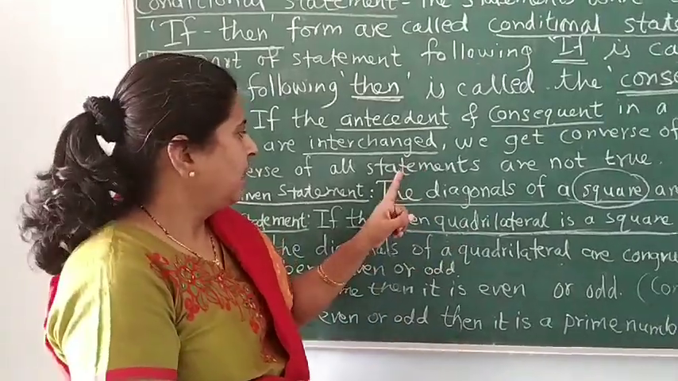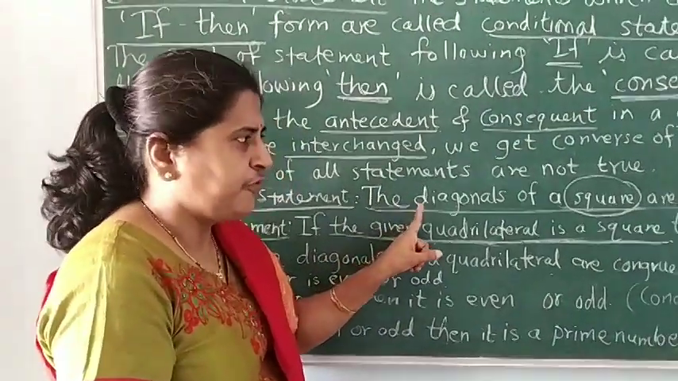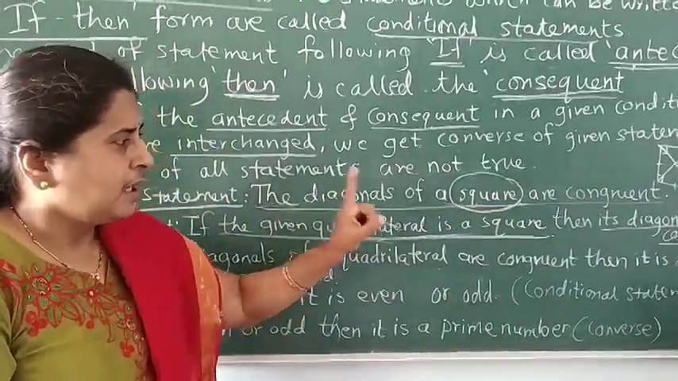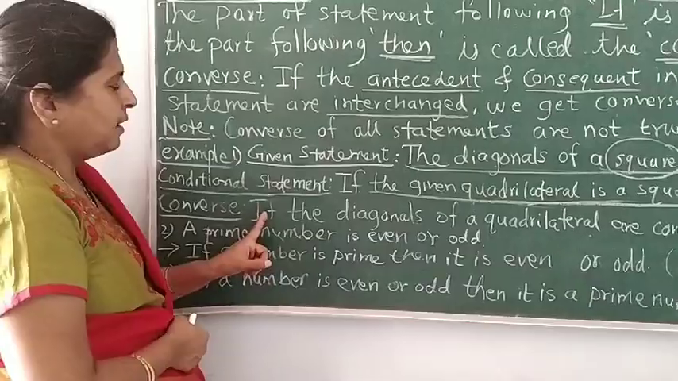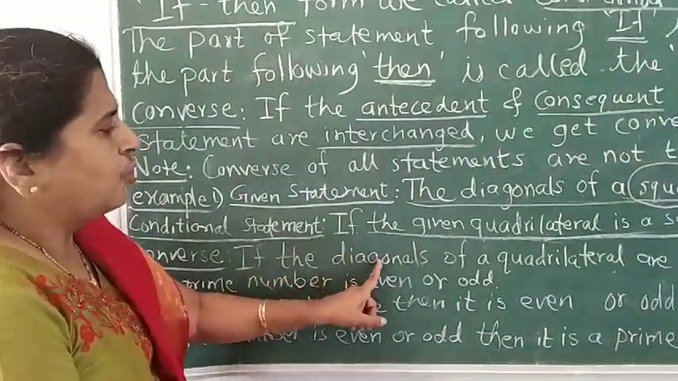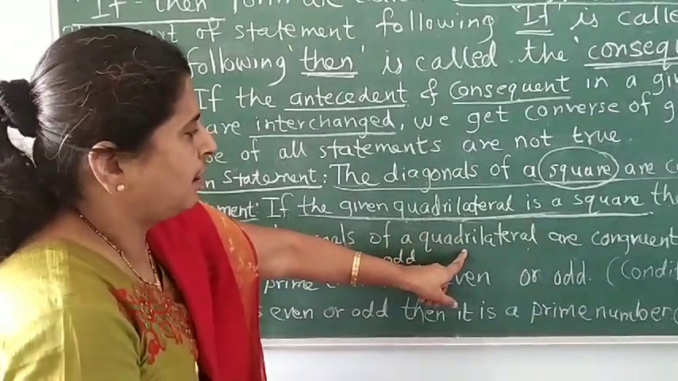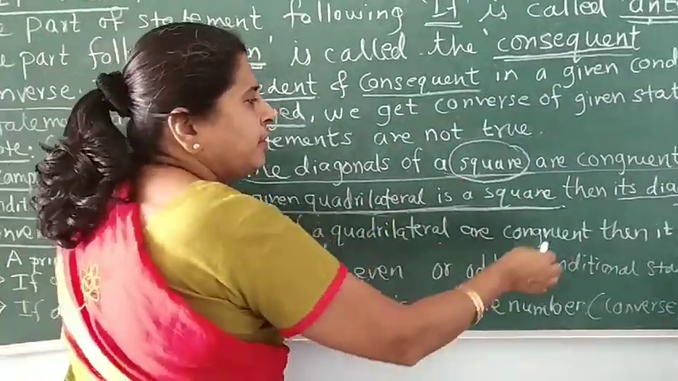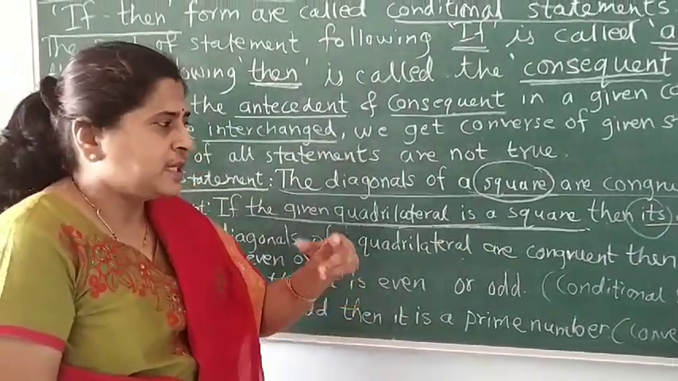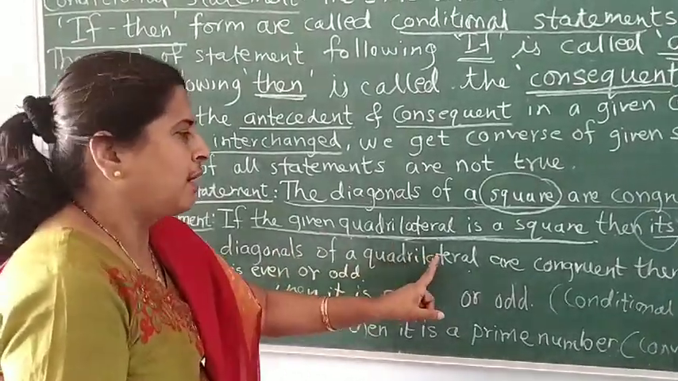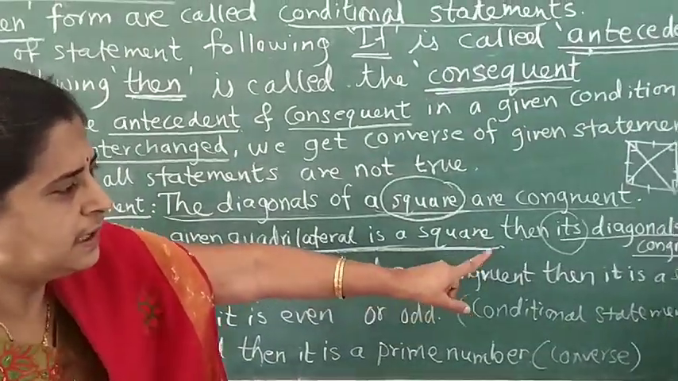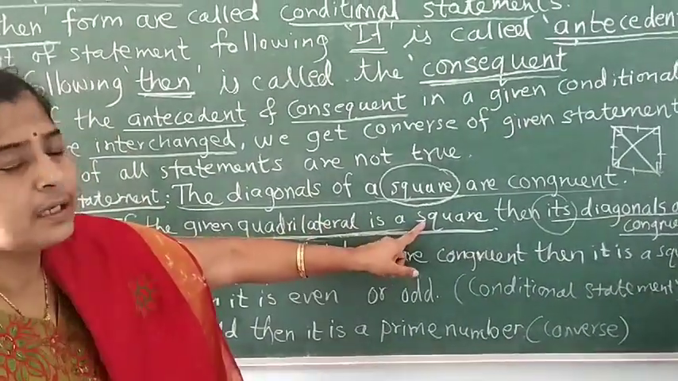Now to get the converse of this given statement, what we have to do? We have to interchange the antecedent and consequent part. Now this converse we can write after if we will write consequent part. So if the diagonals of a quadrilateral are congruent. Now here we will not write its, if its diagonals are congruent. Its means what? Its means type of the quadrilateral. So if the diagonals of a quadrilateral are congruent, then it is a square.